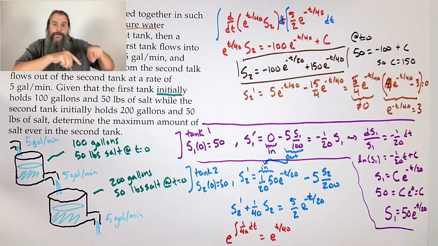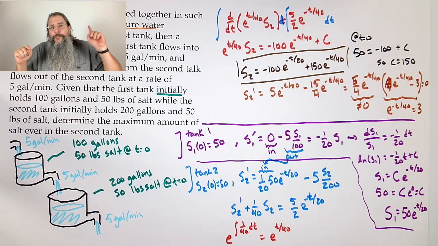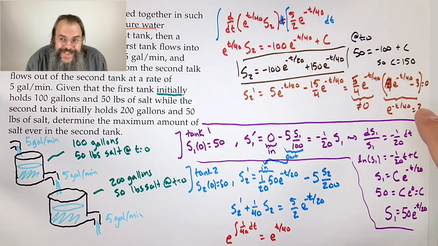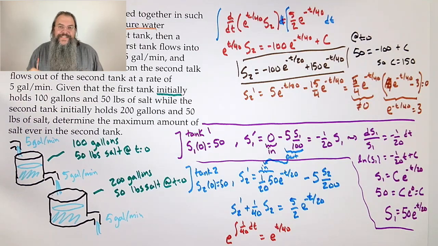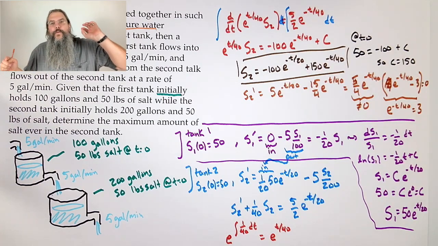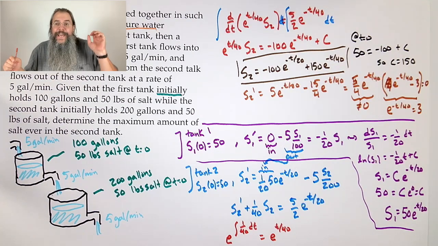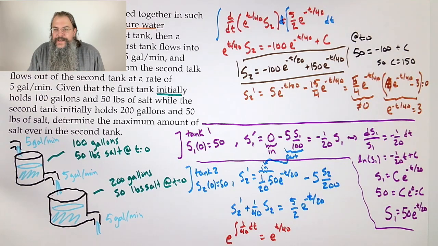Now, I'm not going to keep going too far with this computation, but what does that tell us? Does this give us the maximum amount? No. What does it give us? It gives us when our maximum will occur. And here's the cool thing. We're going to be able to take this and get the answer that we need.